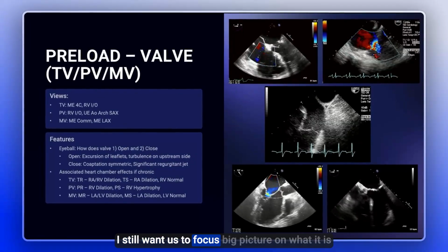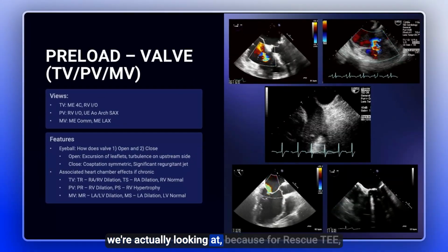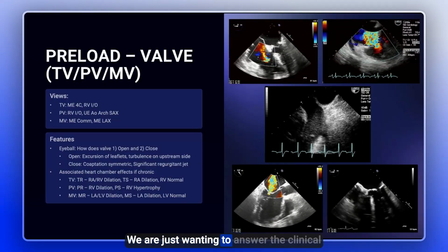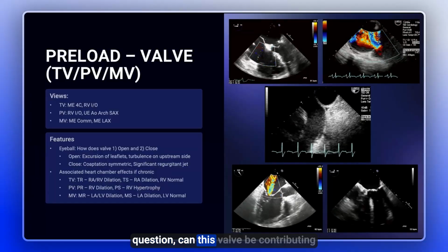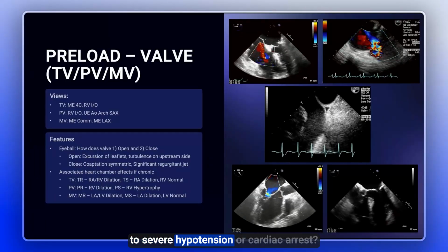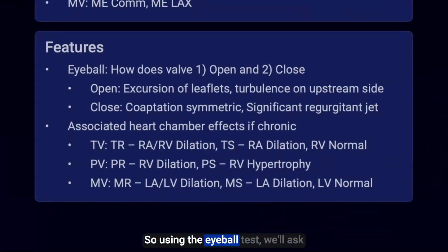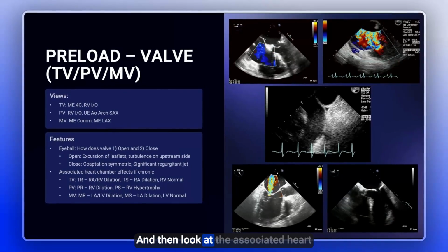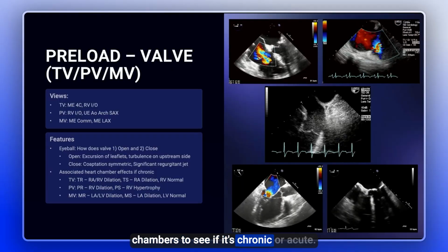I still want us to focus big picture on what it is we're actually looking at, because for rescue TEE, we're not wanting to get caught up in the minutia. We're just wanting to answer the clinical question, can this valve be contributing to severe hypotension or cardiac arrest? So using the eyeball test, we'll ask, does the valve open and close? Opening, is there good excursion of the leaflets? Is there turbulence on the upstream side that could indicate significant stenosis? Closing, is there symmetric coaptation? Is there a significant regurgitant jet? And then look at the associated heart chambers to see if it's chronic or acute.